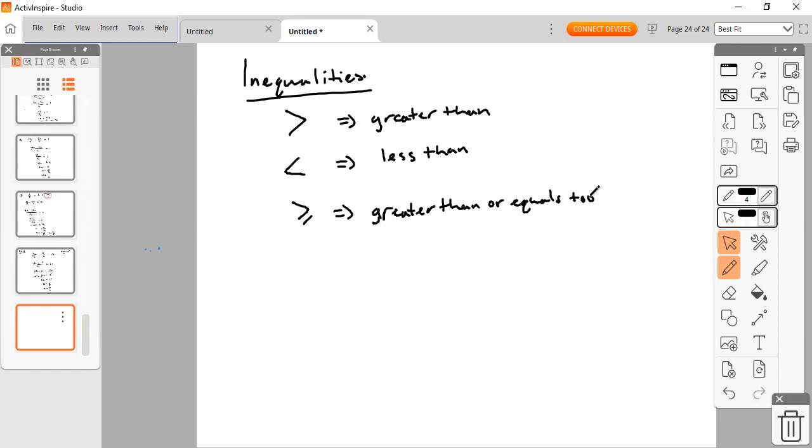Greater than or equals to. So that we line underneath the point, tells me it's greater than or equal to. That's less than or equal to. Seen this side before, haven't you? Okay, so inequalities, when we've got something that uses one of these symbols.